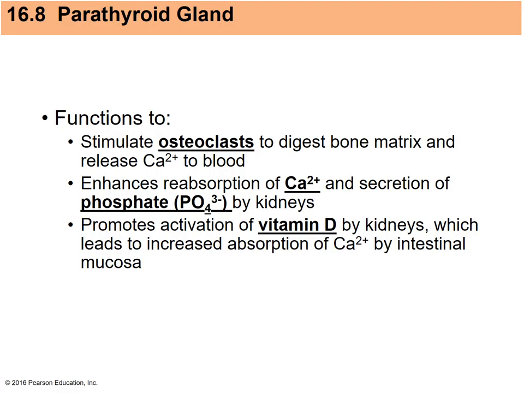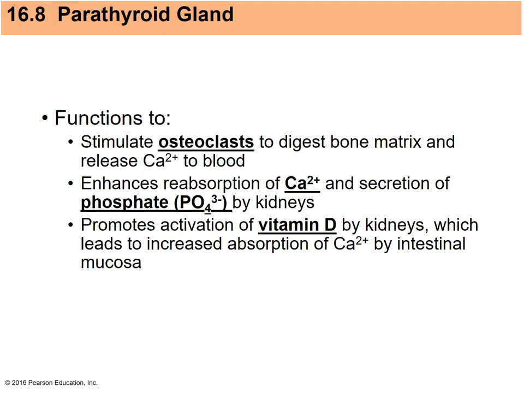So what is going to happen with the parathyroid hormone? It is going to stimulate the osteoclasts. Okay, now start breaking down that bone matrix, because when you break it down, it will release the calcium, which is going to go into the blood, which now brings the levels back up. It will increase the reabsorption of calcium in the kidneys.